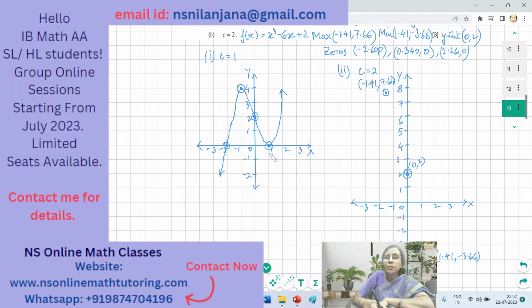But these also, let me write them. This was 1 comma 0. This is 0 comma 2. This one is negative 1 comma 4. This one is negative 2 comma 0. This is 2. So we have plotted the maximum point, the minimum point, the y-intercept, now the zeros.